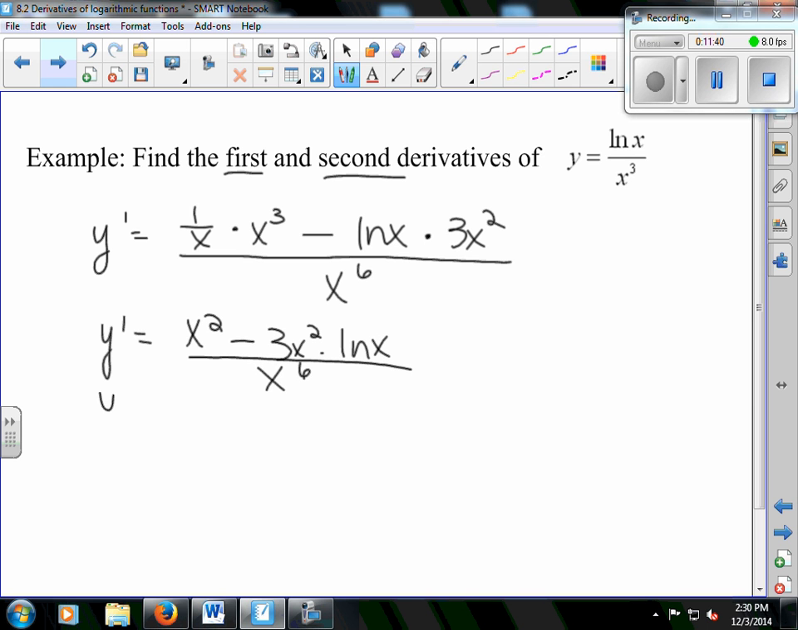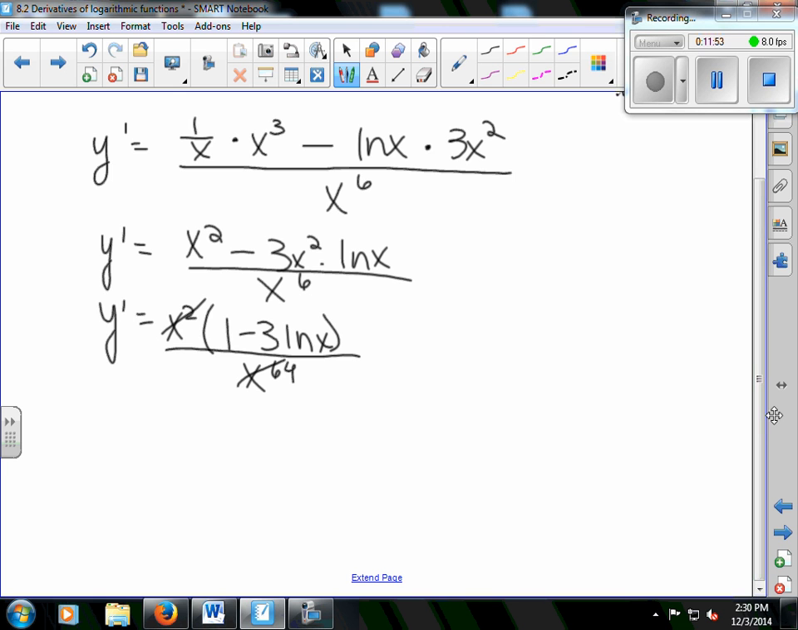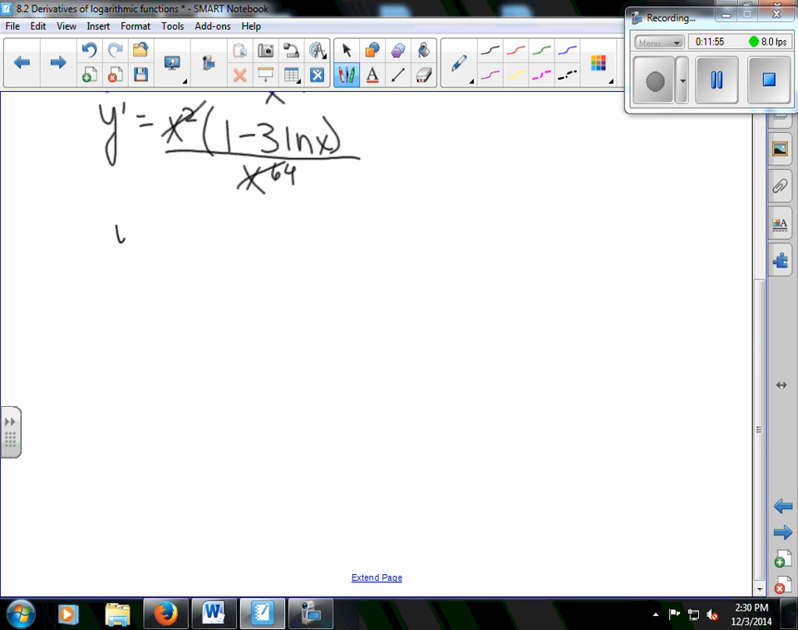I'm going to factor an x squared out of the top. Then I'd have 1 minus 3 natural log of x over x to the 6th. This will cancel. I have now just x to the 4th in the denominator. And this is much easier to take my second derivative of.